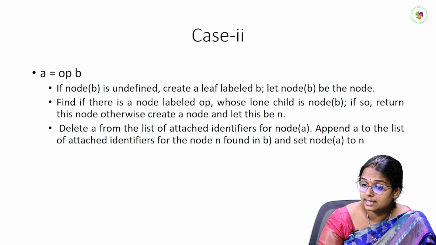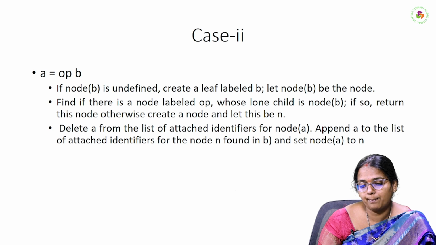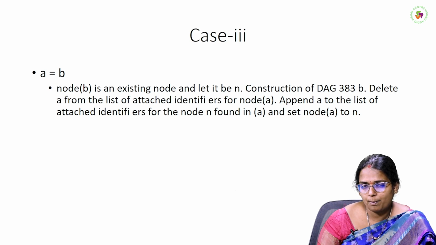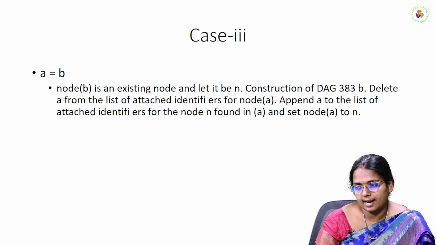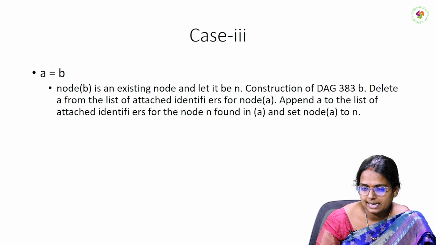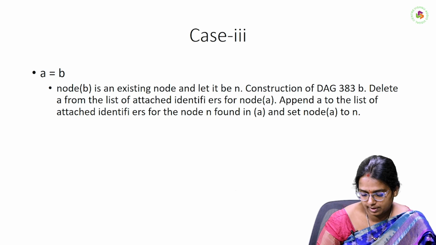But node A is defined, no? We'll append the list of identifiers found in the node into A. So here we are just copying, A equals B. So node B is an existing node. Construct the DAG, delete it from the list and attach the identifiers for the node.